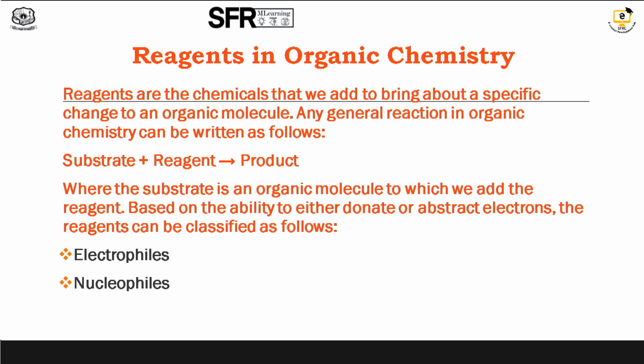And next we will move on to another term, reagents in organic chemistry. When you are having a reaction, there exists one substrate, one reagent and a product. So we will see the types of reagents. The reagents are the chemicals that we add to bring about a specific change to an organic molecule, the substrate. Any general reaction in organic chemistry can be written like this: substrate plus reagent gives product. Here the substrate is any organic molecule to which we add the reagent, and based on the ability to either donate or accept electrons, the reagents can be classified as electrophiles and nucleophiles.